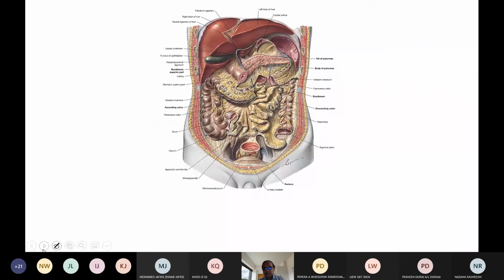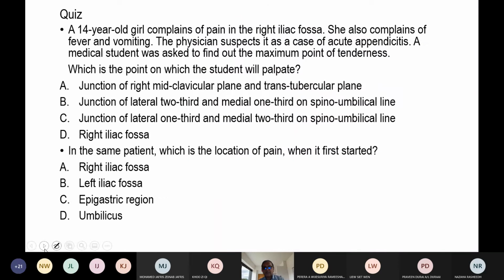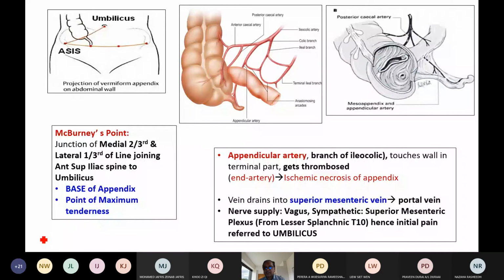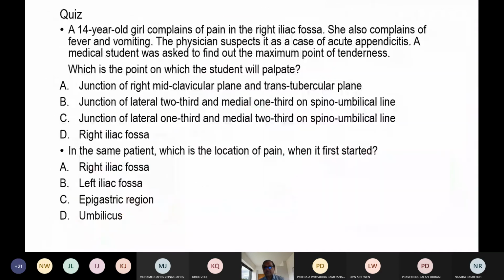So in the examination, it can actually come in the first professional exam that if the case is lower abdominal pain, they can ask you to give the anatomical basis of referred pain to the umbilicus in case of acute appendicitis. So the rationale is written here, and you have to explain it that way.